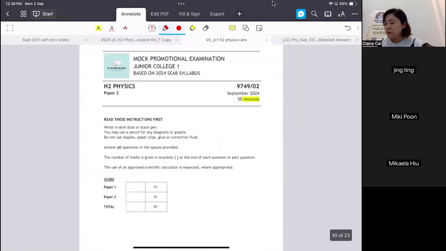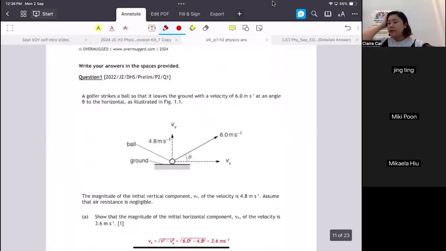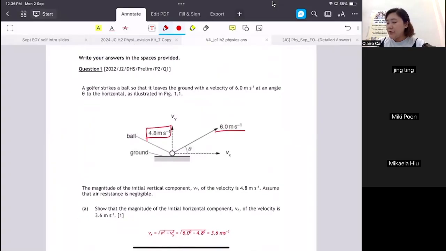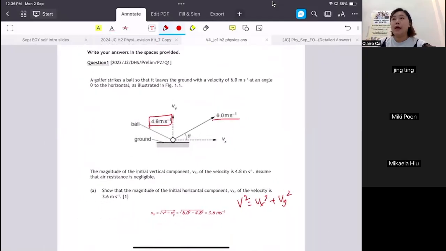Okay, let's move on to paper 2. The first one is on kinematics. If you already have the initial velocity and the vertical component, to find our Vx you can use Pythagoras' theorem. Your V squared should be Vx squared plus Vy squared. So we can use Pythagoras to show that your Vx is 3.6.